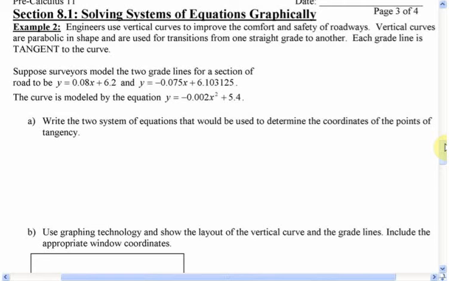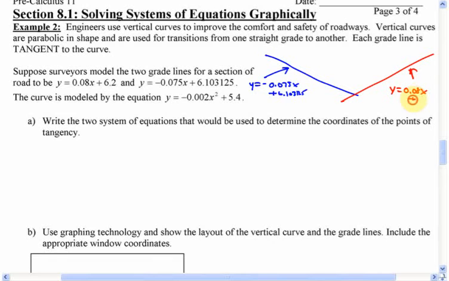So suppose you've got surveyors, and they model the two grade lines for a section of road to be those two equations. Okay, and then the curve is modeled by that. So think about, I've got a road. This is the equation: y equals negative 0.075x plus 6.103125. Got another road that goes like this. This is the upward sloping one, 0.08x plus 6.2. But of course, if you drive your car like this, you get a big bump down there.